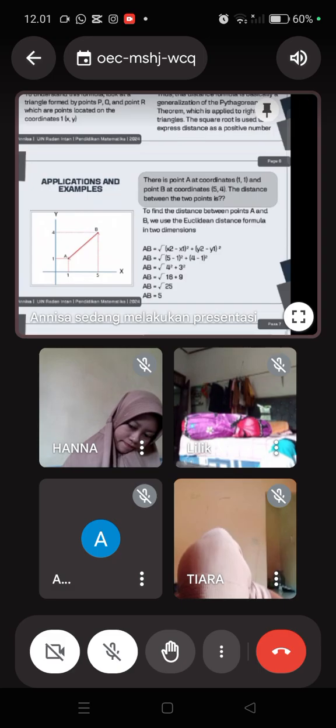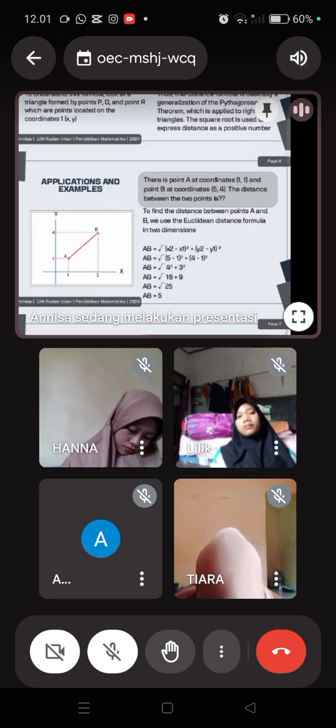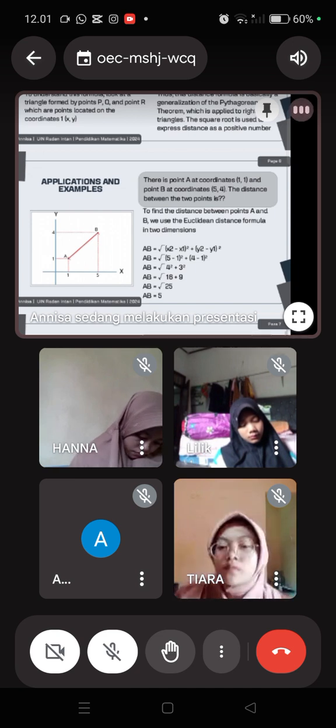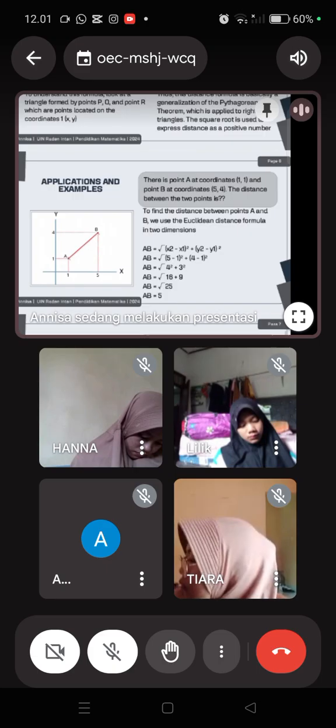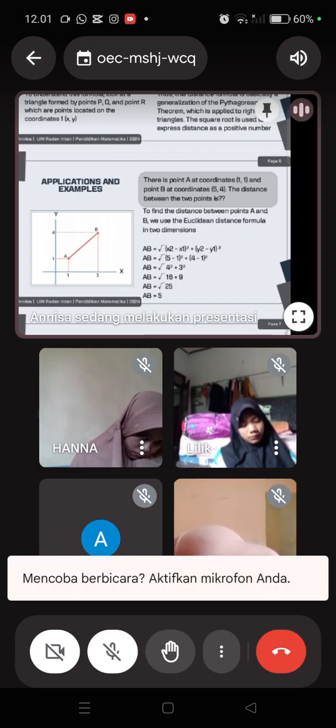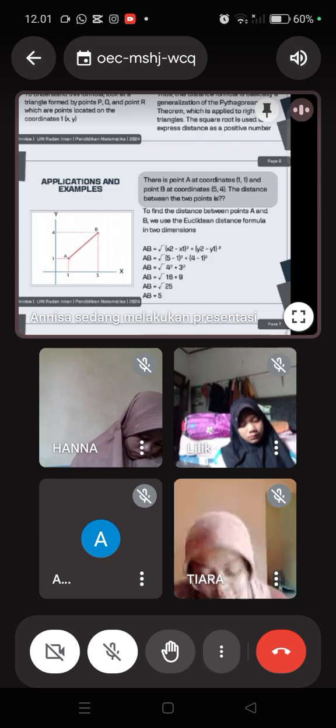Solution: AB equals the square root of (x2 minus x1) squared plus (y2 minus y1) squared, where x2 is 5, x1 is 1, y2 is 4, and y1 is 1. AB equals the square root of (5 minus 1) squared plus (4 minus 1) squared.